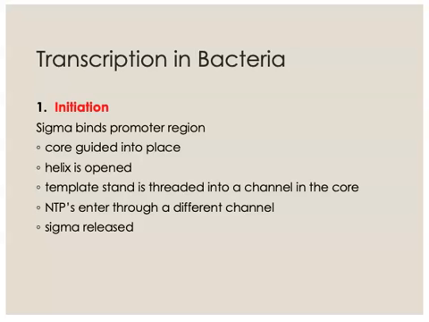And the sigma will now be released. We don't need sigma anymore. Sigma is the regulatory part of this enzyme. It's the core that's going to do the catalytic part. So sigma got the core where it needs to go. It got it all set up. Now sigma can let go and leave the process, and the core can begin to do its work.